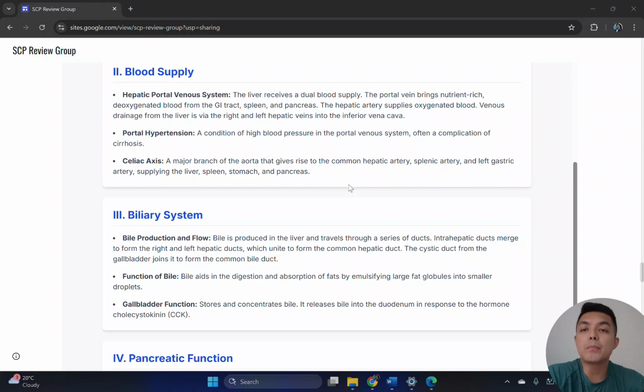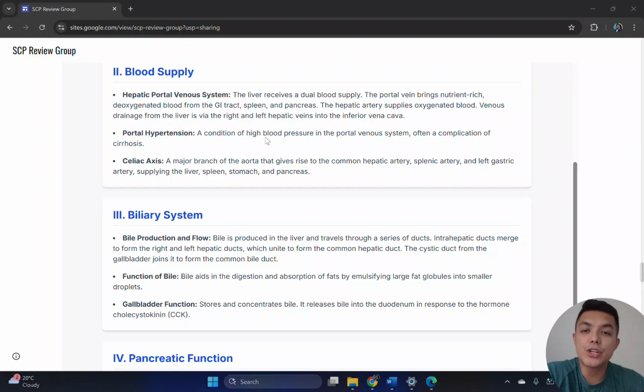And let's go to the blood supply. So the hepatic portal venous system. So the liver receives a dual blood supply. So the portal vein brings nutrient-rich deoxygenated blood from the GI tract, spleen, and pancreas, and the hepatic artery supplies oxygenated blood. And then the venous drainage from the liver is via the right and left hepatic veins into the inferior vena cava.